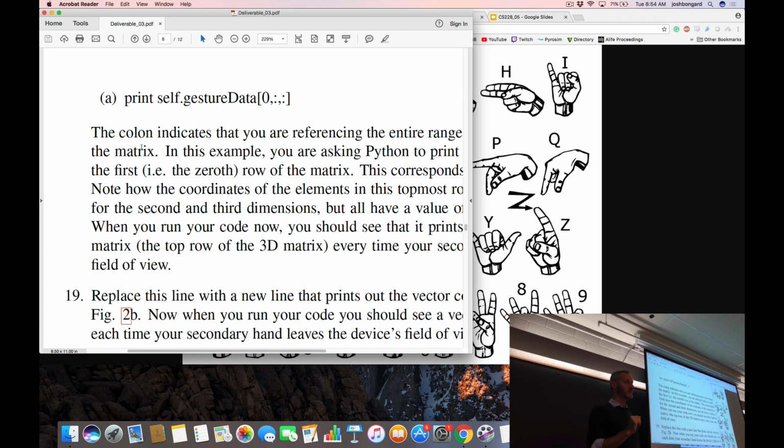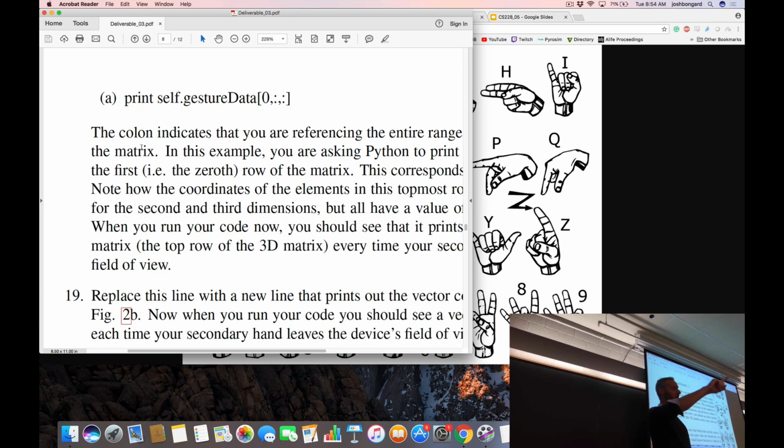If we then asked for colon, colon, colon, 50, what information would we be requesting from the matrix? The first 50 frames? Not necessarily. Colon, colon, colon tells us we want all the information about what? You want all of the information about the gestures.